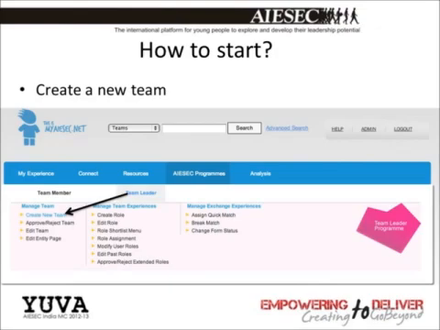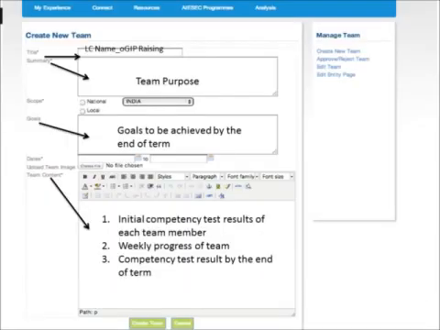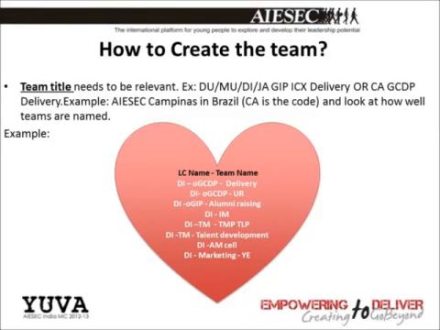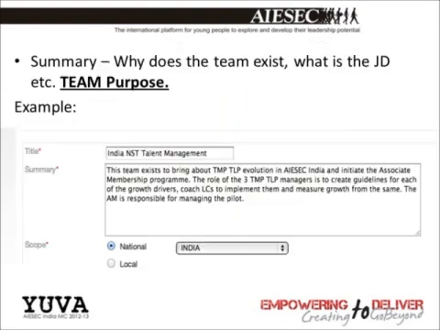Now we're going to tell you how to create teams in such a way that tracking becomes easy and standardized without much effort. In the team title section, while creating a team, use the code for your LC followed by the name of the portfolio and then the purpose of the team. For example, LC name_OGIP_raising. Summary. In this section, you need to mention the team purpose and the reason why the team exists.